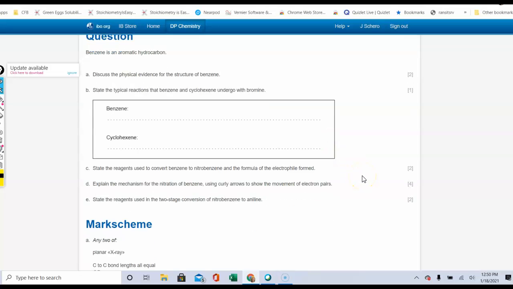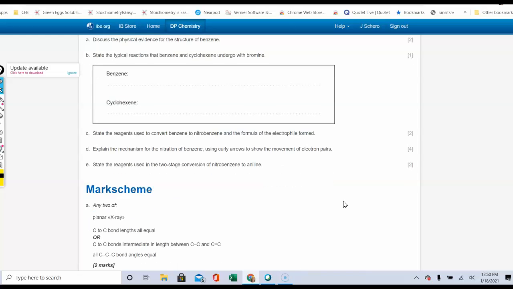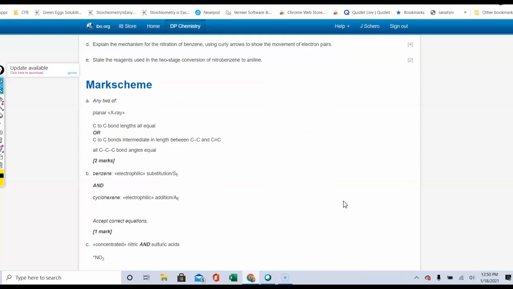The first question says, discuss the physical evidence for the structure of benzene, and then state the typical reactions that benzene and cyclohexene undergo with bromine. For the first one, A, it is a 2-mark question, so you need any two of the things that are listed. One thing we have not learned about is X-rays yet, but you can discuss that it makes a planar molecule. In other words, trigonal planar is the shape around each of the carbons.